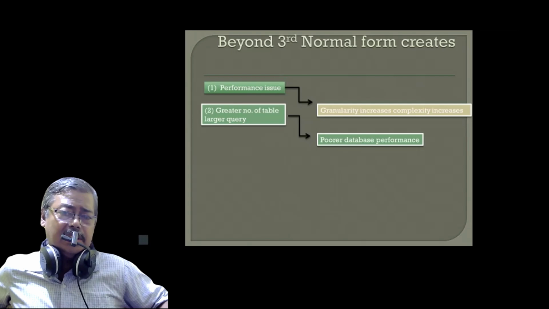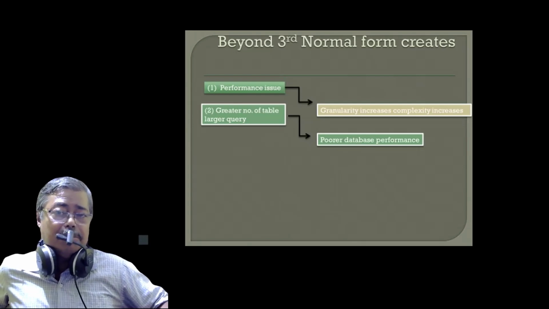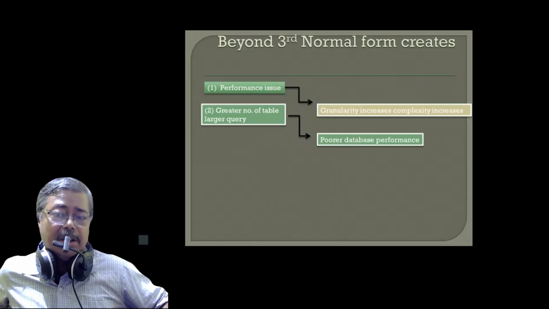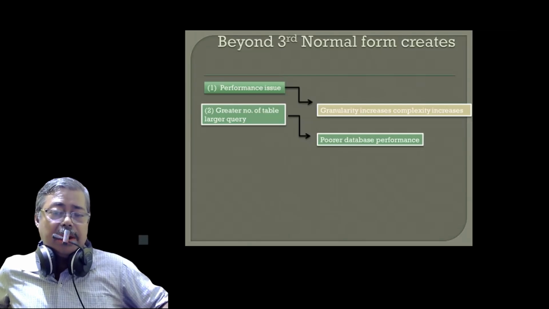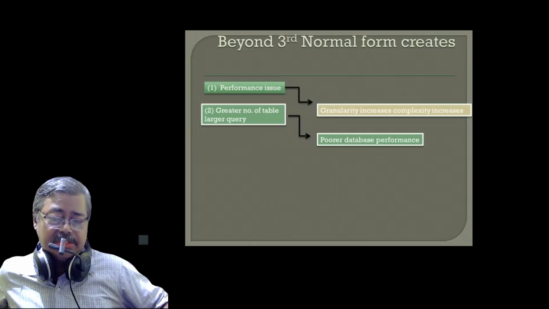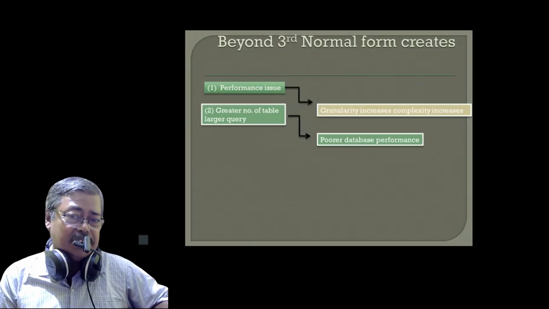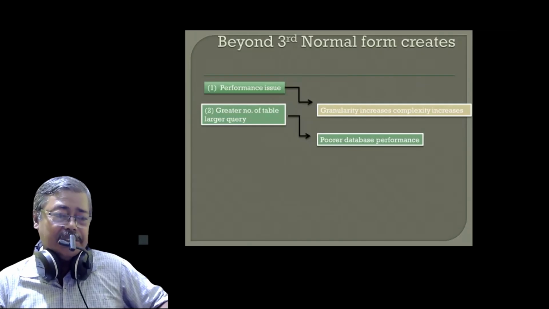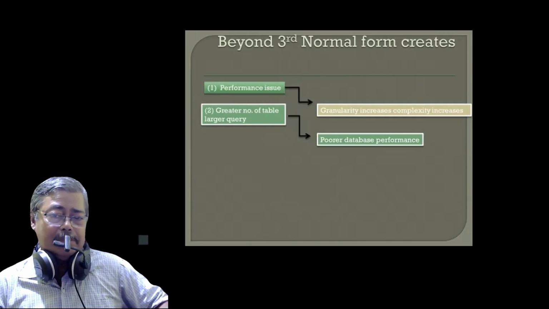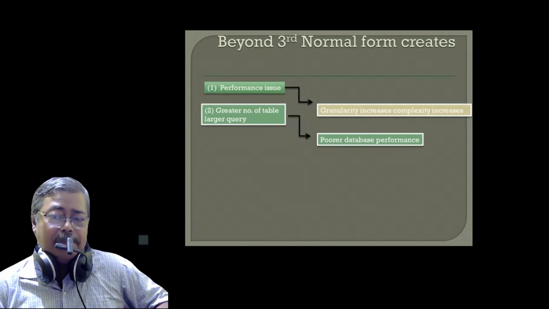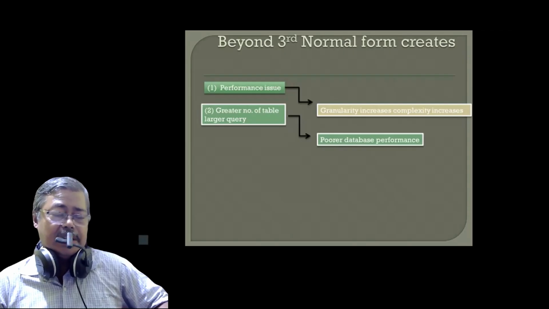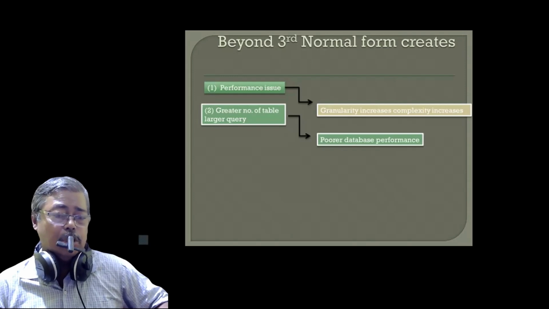But what we get is that as the normal form increases, performance issues come. Granularity increases, complexity increases, and dust information is created. After creating so many normal forms, we get complexity, and this complexity increases the time complexity of the database. Poor database performance results. So the greater the number of tables, the larger the query. This is the problem of increasing normal forms.